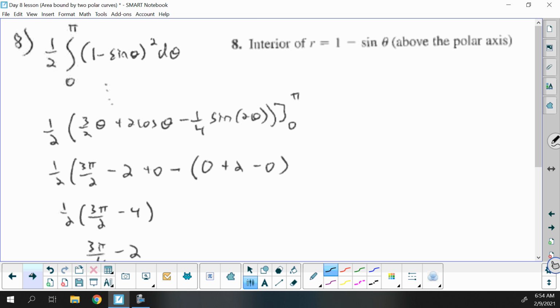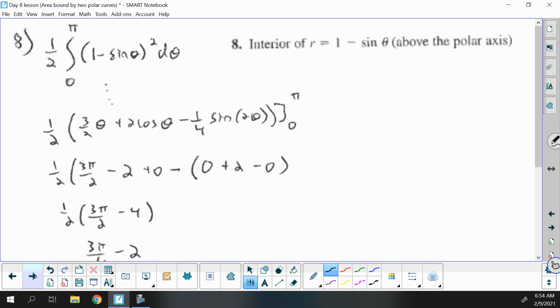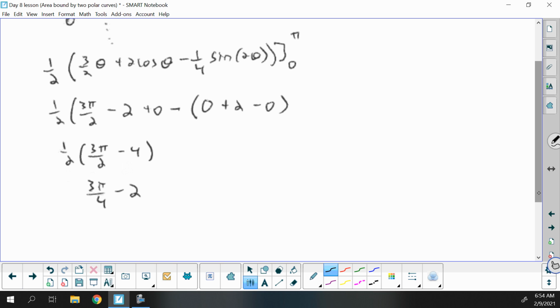Now for this next one, it's the same equation that we just had, but we only want above the polar axis. The polar axis is essentially our x-axis. So here we finished after pi. So we want to do this same one, just 0 to pi. Now I just put dot, dot, dot, because it would be the same foiling out, doing power reduction and everything of what we just did. Sub everything in, and we should get 3 pi over 4 minus 2.